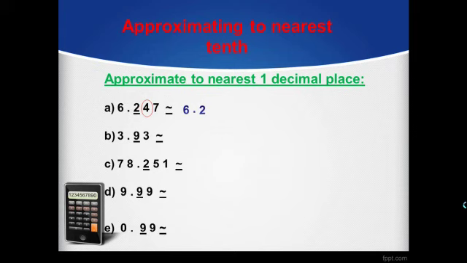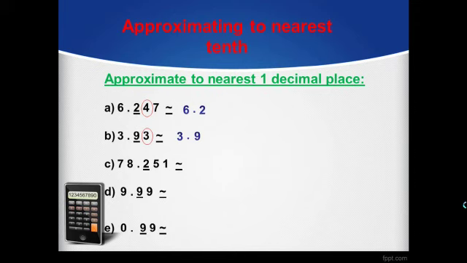Next one, 3.93. Our tenth digit here is the underlined number, which is 9. We will keep numbers before it the same as they are, so we will put 3. And we will put also decimal point. Then we will look at hundredths, which is here 3, a weak number. We'll do nothing with our tenth digit, so we will keep 9 the same. And all numbers after tenth digit will be cancelled out.